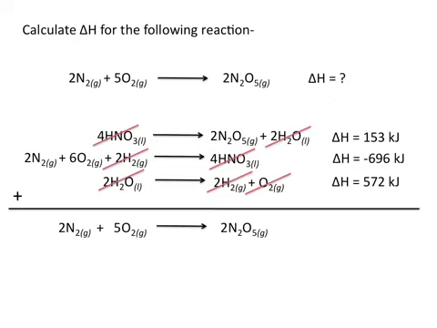And so because we added up these 3 new equations, we also need to add up their delta H values. And so the delta H value for this reaction, 2N2 plus 5O2 goes to 2N2O5, is 29 kilojoules per mole.